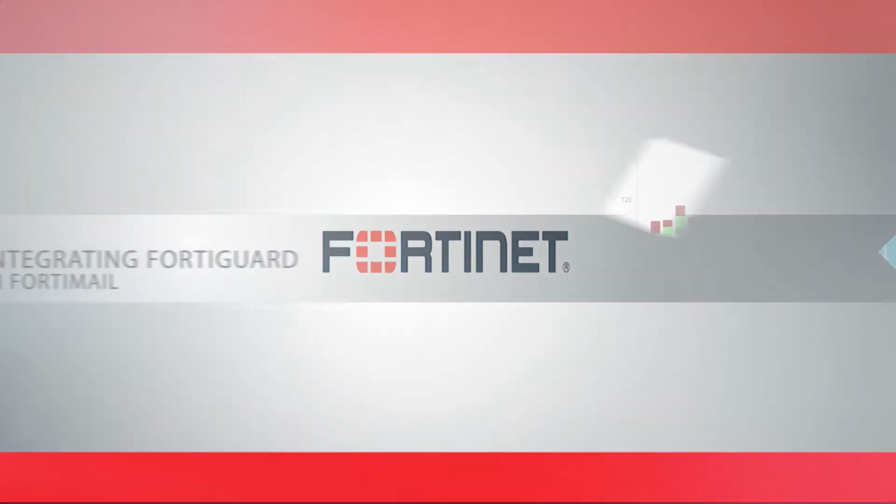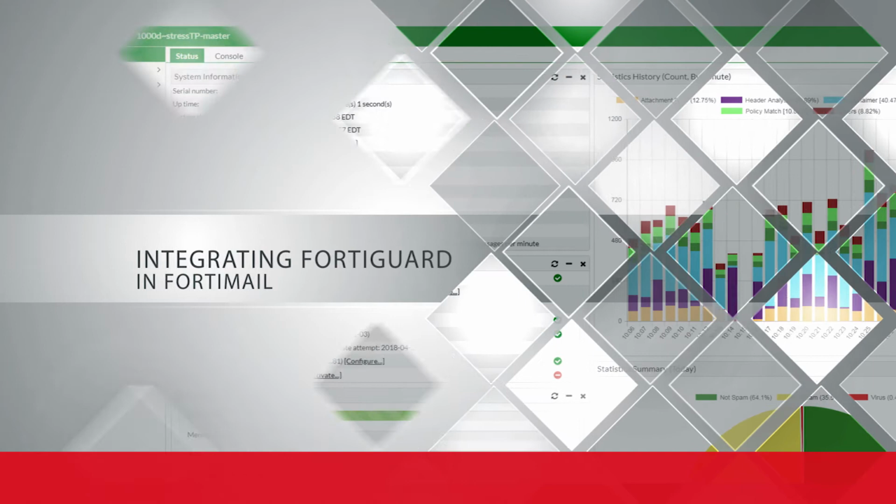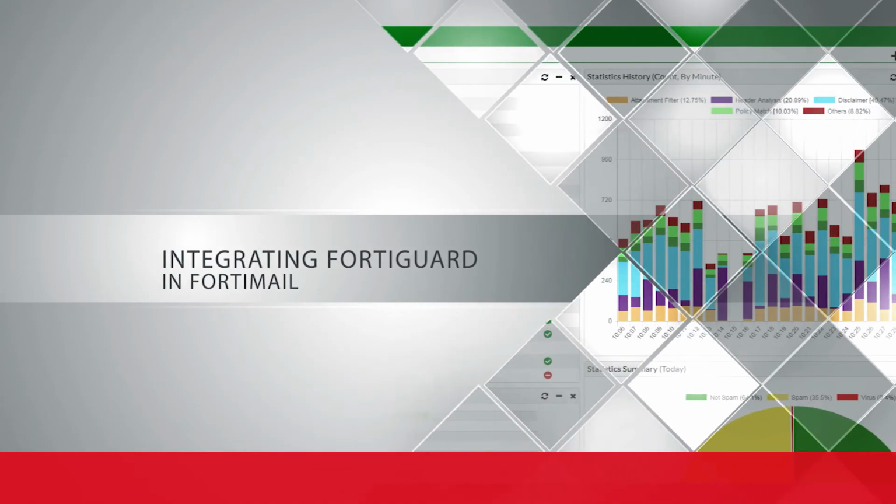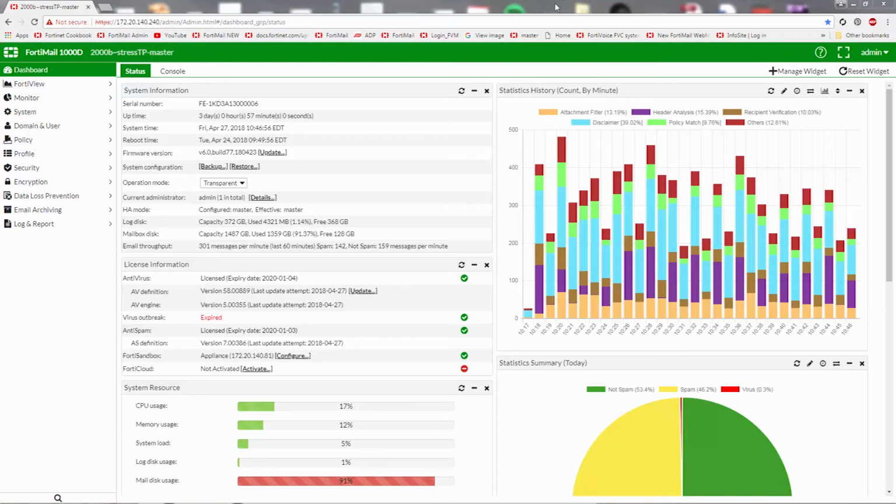FortiGuard AntiSpam is designed to analyze and block a wide range of spam messages and updates regularly to ensure constant protection of your FortiMail system. This video details how FortiGuard AntiSpam operates and guides you through the process of integrating FortiGuard AntiSpam into FortiMail. First, we'll need to connect to the FortiGuard AntiSpam services.